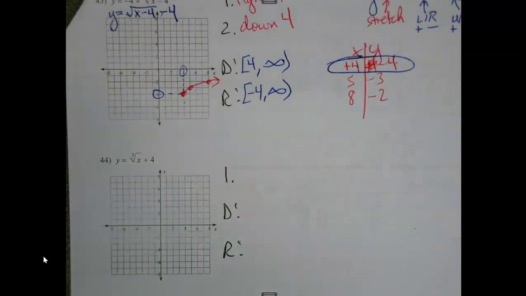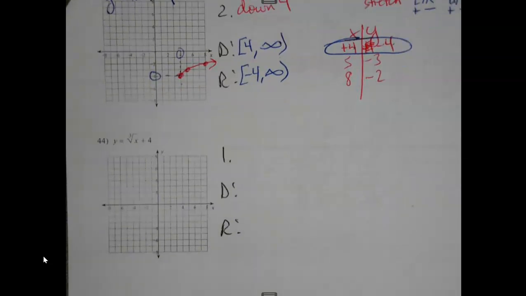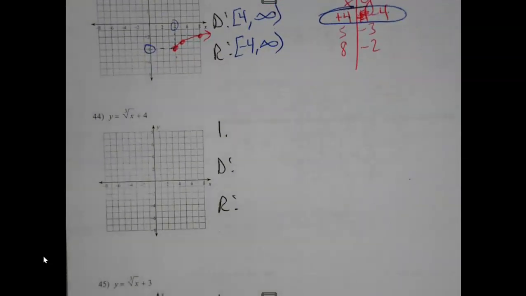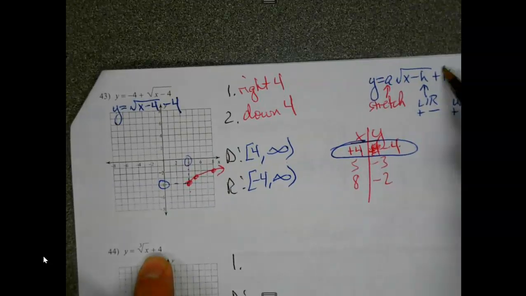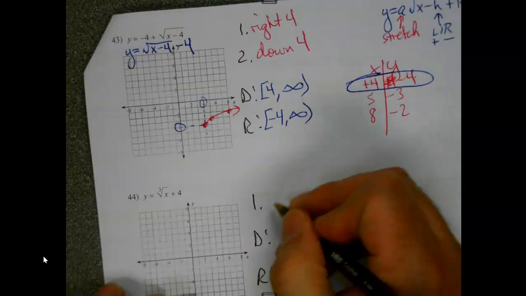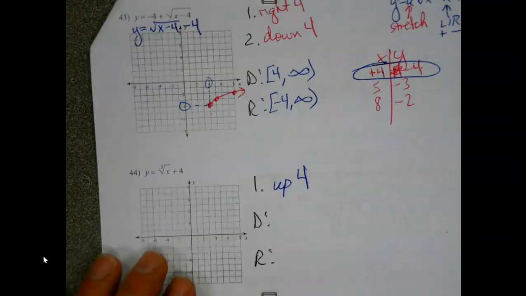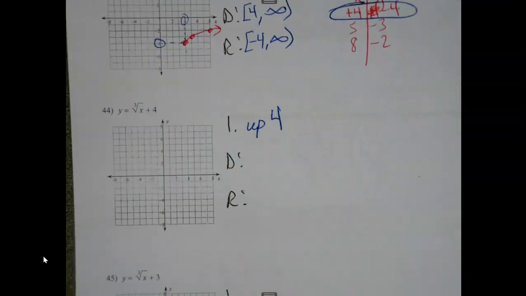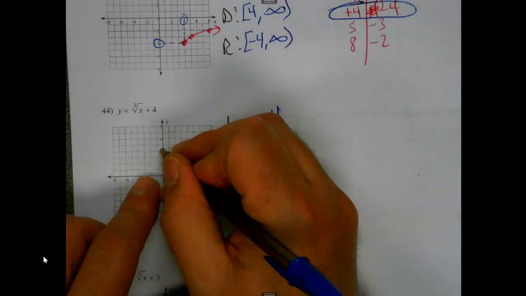Now, the last one I'm going to take a peek at, and I'll do others if people want them, is dealing with a cubed root. Oh dear. This time we only have one shift, one transformation. This plus 4 on the outside. So we're going to be going up 4 is my only transformation. So I'm going up 4.